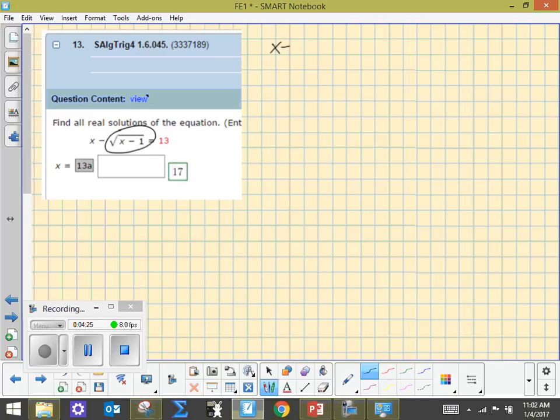So it becomes x minus 13 is equal to then radical x minus 1. The reason I do that is I want that radical to be positive. You don't have to, it's just a preference. Now we square things.